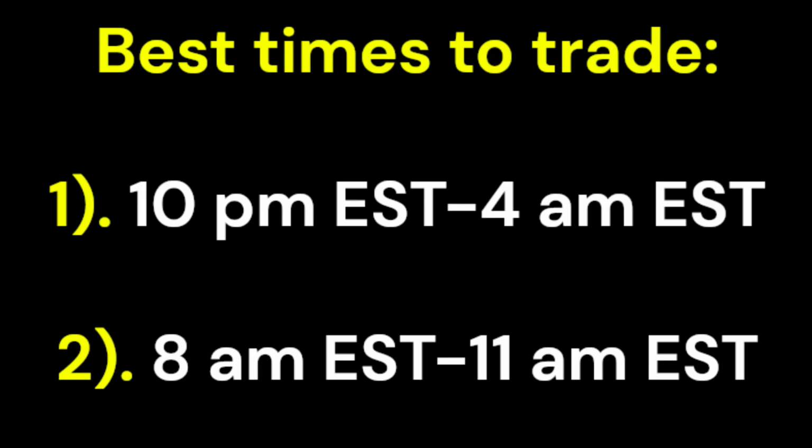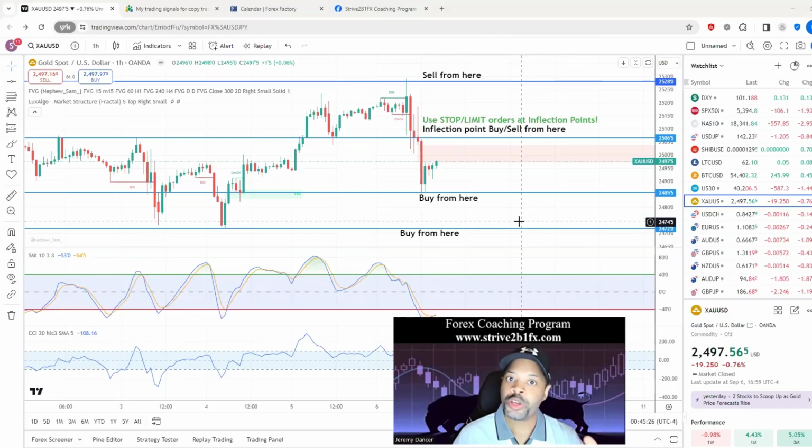All right. This is very important. So there are times of the day that you need to be very aware of. Between 10 p.m. Eastern time and 4 a.m. Eastern time is the time period you want to start looking at to start trading. That's when you have the most activity. And then the biggest time period is from 8 a.m. till I want to say 11 a.m. Eastern time. If you want the best trading opportunities, you need to be trading during those time frames.